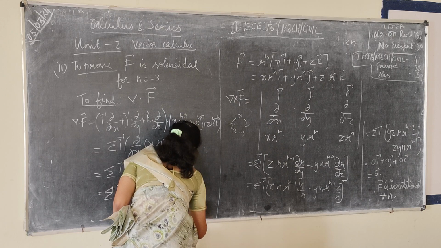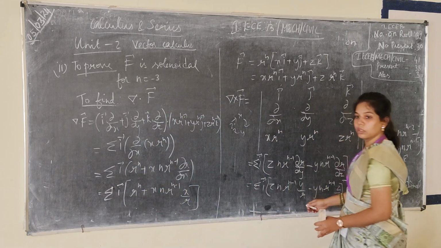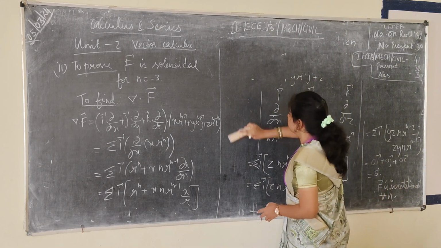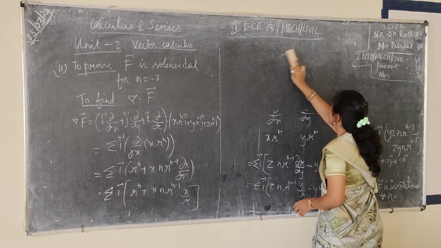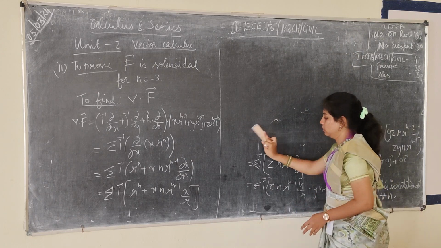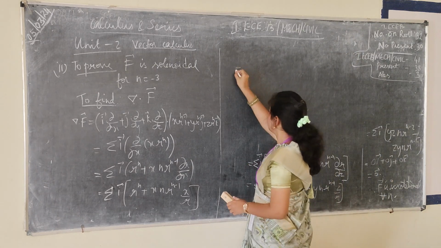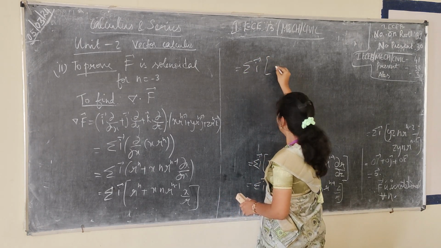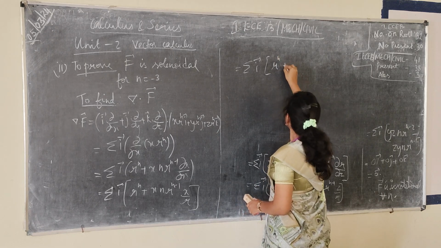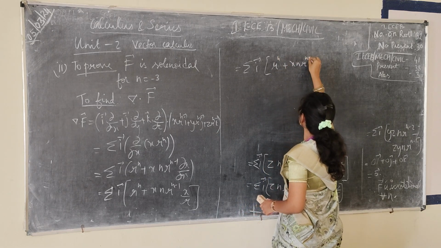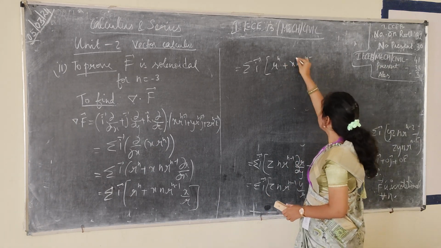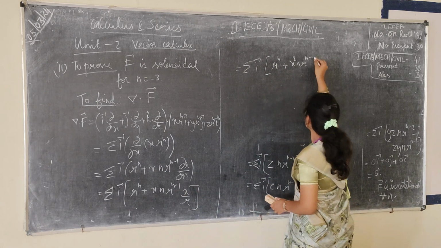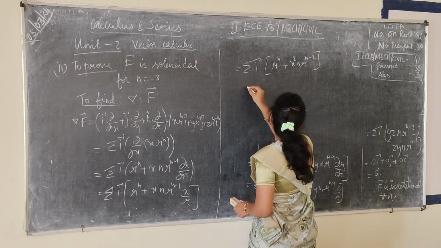Shall I rub this side? Okay. So summation i vector, r power n plus x n r power n minus 1 into x by r, which gives x square n r power n minus 2.